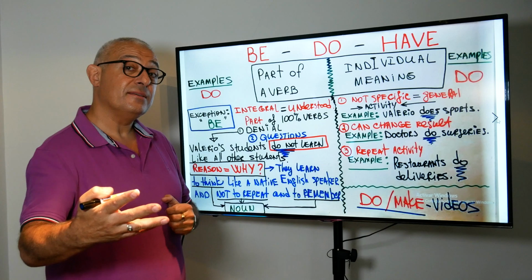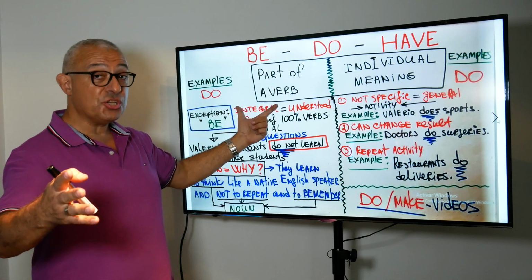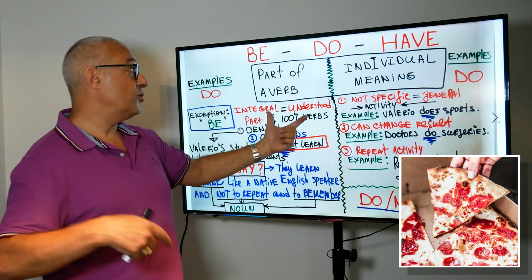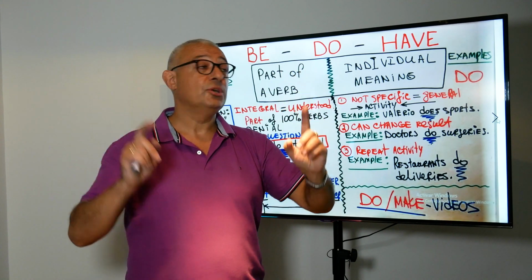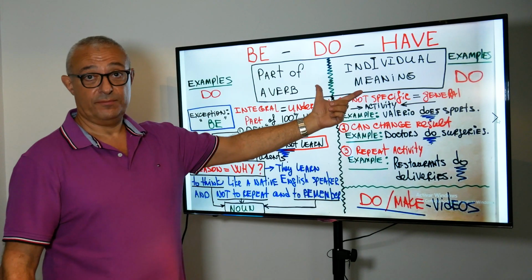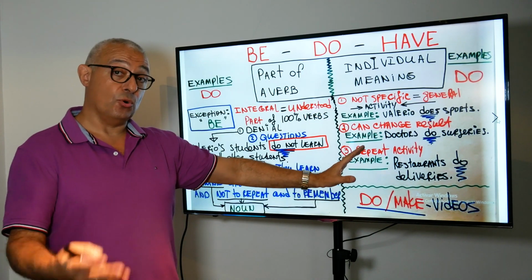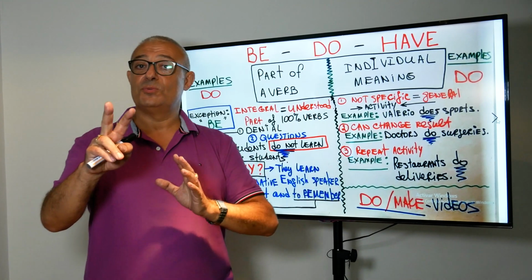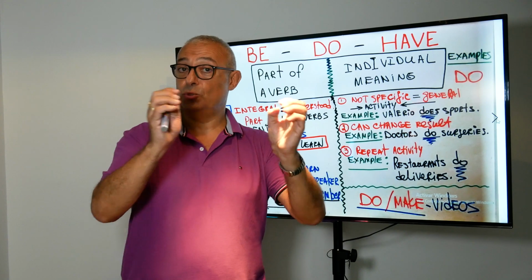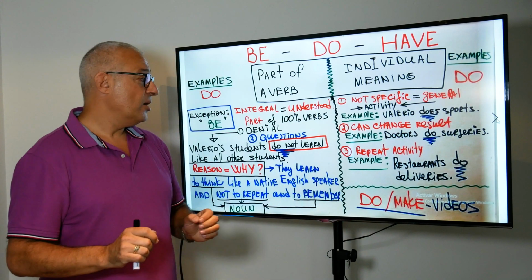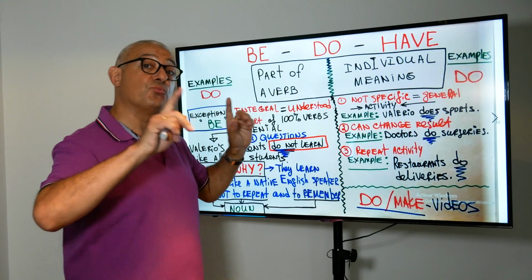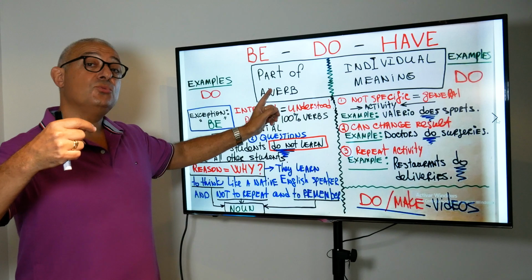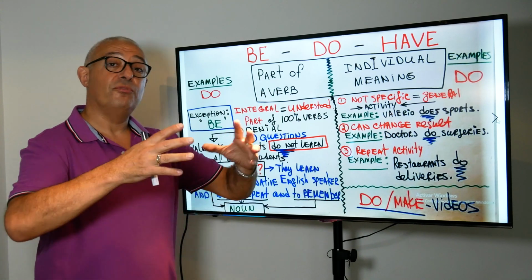On the one hand, the verb to do functions as a part of the verb. And on the other hand, verb to do has its own personal meaning. We will talk about its meaning later on, and especially in a different video when we talk about two verbs that I hope you will watch, that are do and make. We will discuss that. But for us today, what's really important is to understand how verb to do is used as an integral part of another verb.